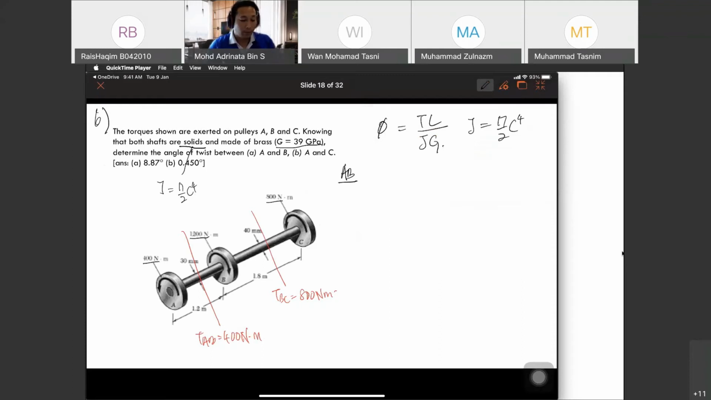So for shaft AB, let's find J first. J is equal to pi over 2 C to the power of 4. So pi over 2 times C, the diameter is 30 mm, so C is 0.015 to the power of 4.